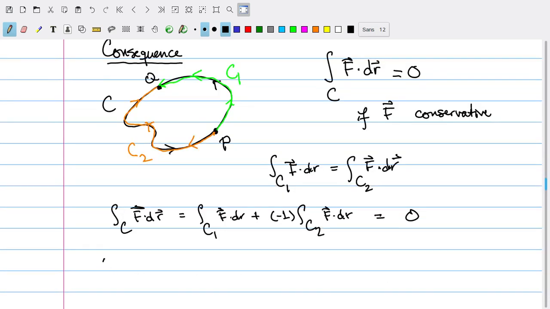Another way to see it is we can just remember our fundamental theorem for line integrals, which is going to tell us that the integral over C of F dr is going to be given by the value of the function for which F is the gradient of, evaluated at the endpoint, minus the same function evaluated at the starting point. In this case, the starting point and the ending point are the same, so of course we get 0.